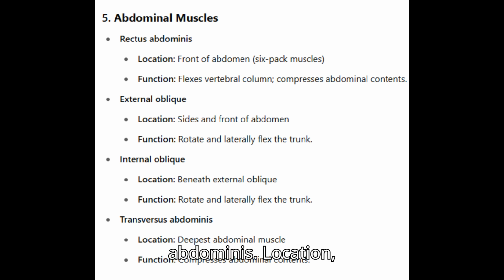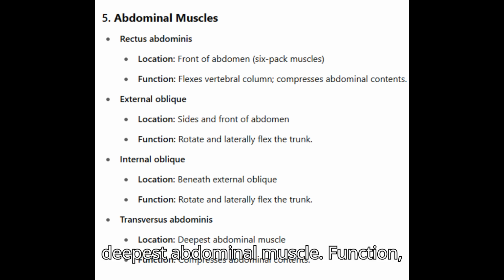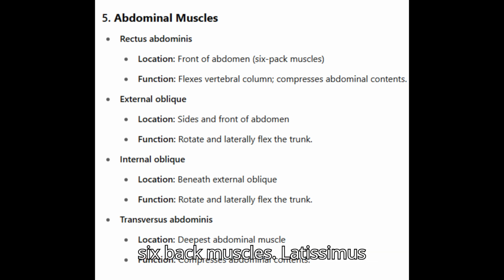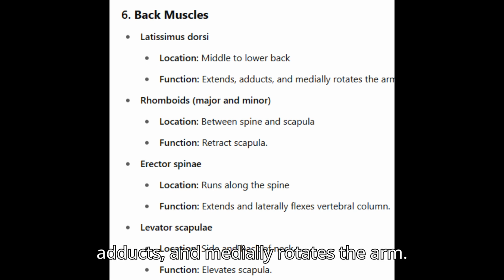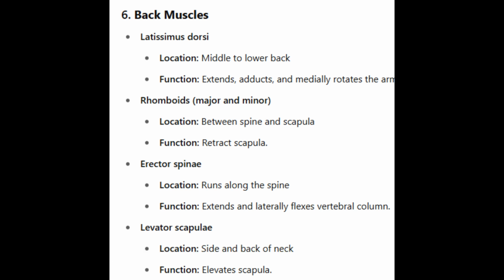Transversus abdominis. Location. Deepest abdominal muscle. Function. Compresses abdominal contents. 6. Back muscles. Latissimus dorsi. Location, middle to lower back. Function. Extends, adducts, and medially rotates the arm.